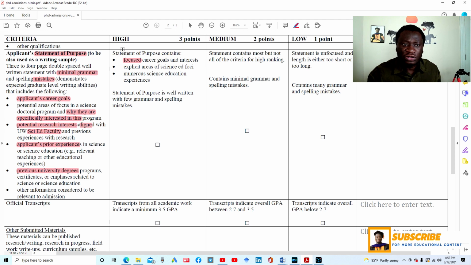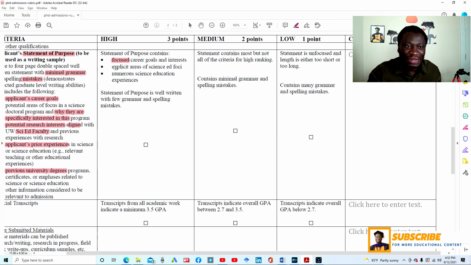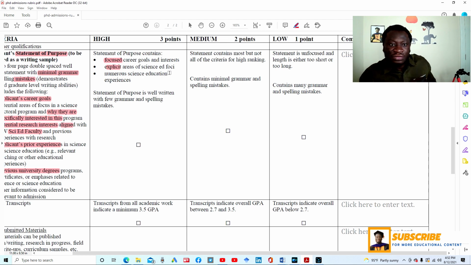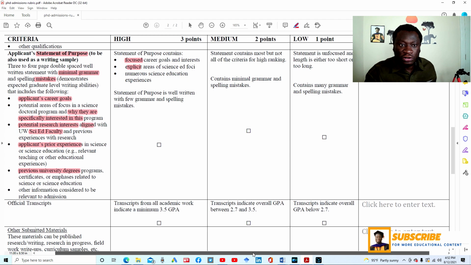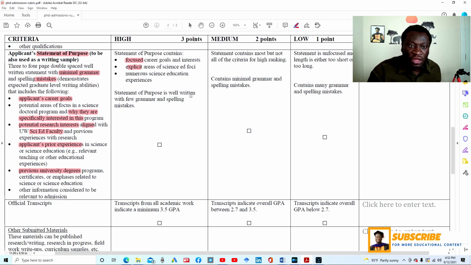Now, the second thing is that your SOP should contain explicit areas of science ed focus or foci, what you're going to focus on, which is kind of related to the first point. But you, of course, want to describe your experiences that relate to science education. I said this particular department is a science ed department. So for whatever field you are going to, your experiences should be related for the most part.